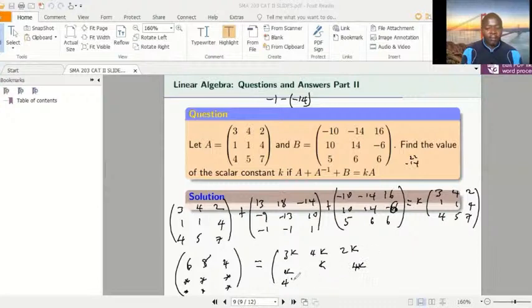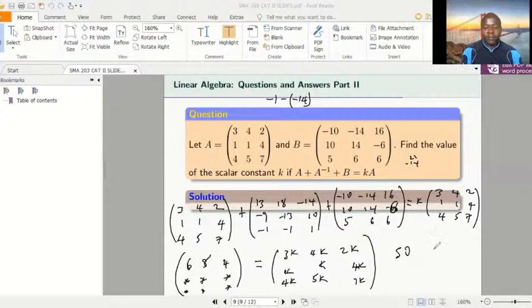4k, 5k, 7k. What I know is that this element should be equal to this element. This element should be equal to this element, and so on. So you just need one of them. That is why you need to do only one of them.